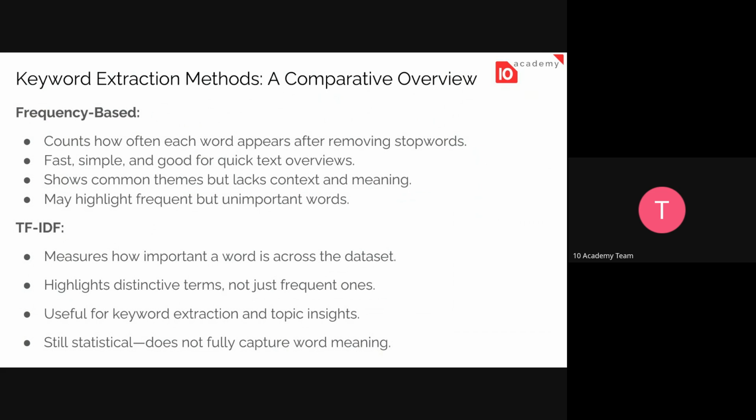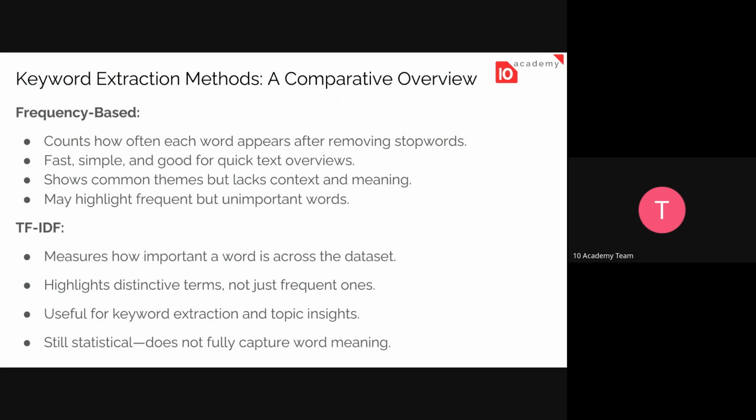Where were we? The frequency-based method. It's fast, simple, and good for quick text overviews. It shows common themes but lacks context and meaning. It may highlight frequent but unimportant words.